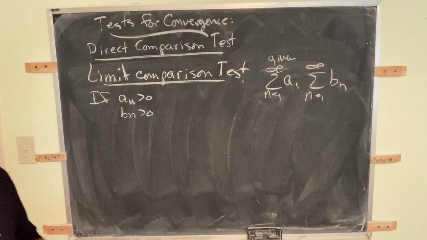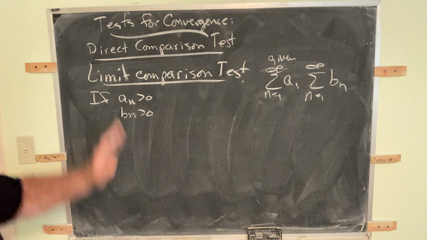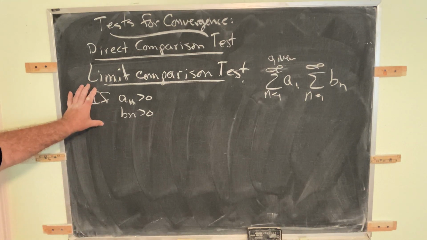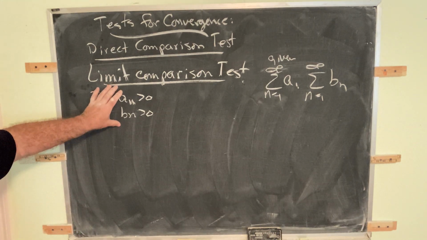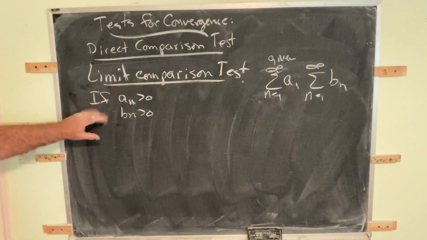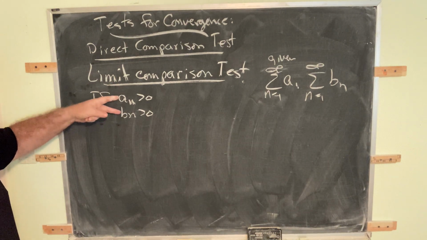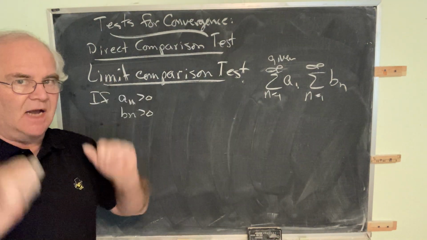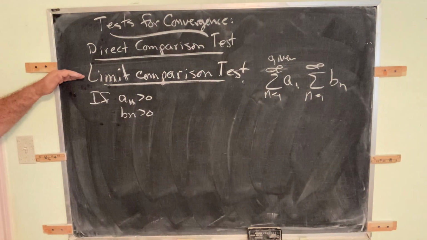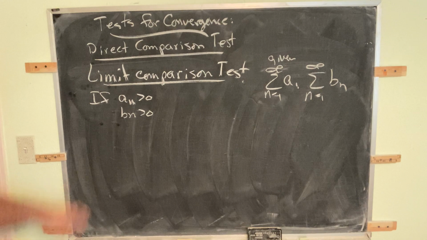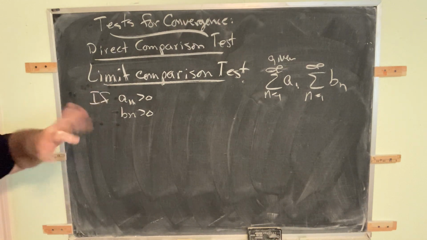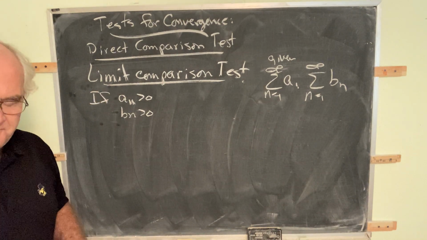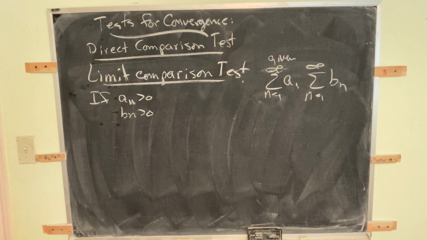All we're requiring here is everything has to be positive. Oscillating series don't work here. Alternating series don't work here. They must both be positive terms. Now, what we're not saying is which one is larger than the other. So that's not a requirement for the limit comparison test. It's a little more generalized statement. Yes, they must be positive, but we don't care which one's bigger or smaller.